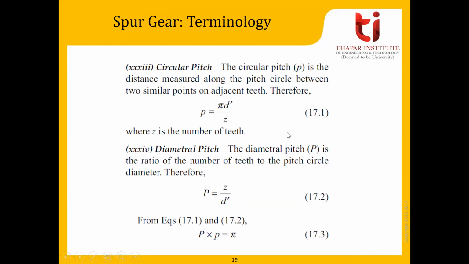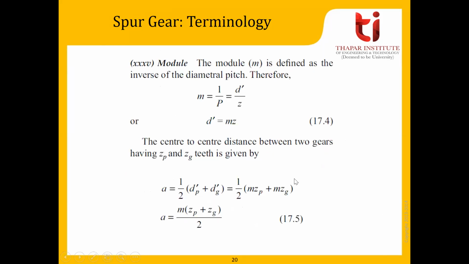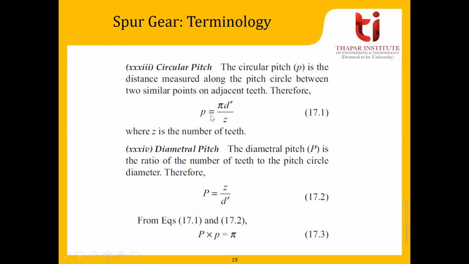So by using these two equations, 17.1 and 17.2, you can see small p represents circular pitch and capital P represents diametral pitch. If we multiply these two, this will be equal to pi.